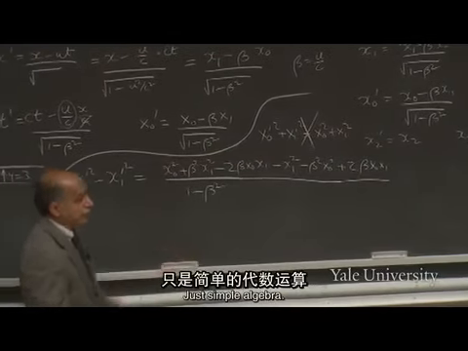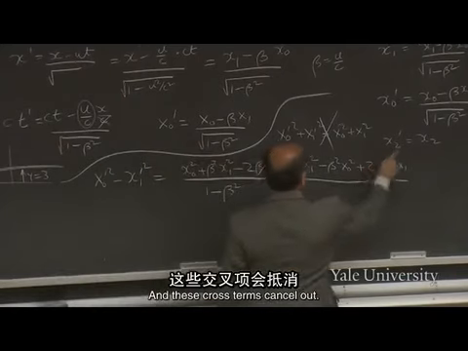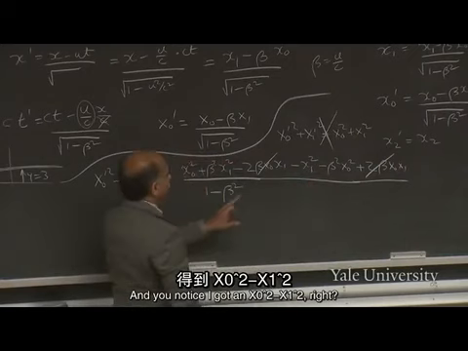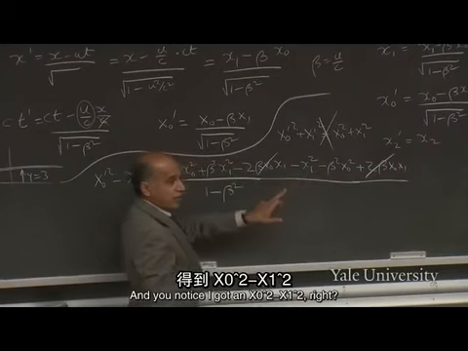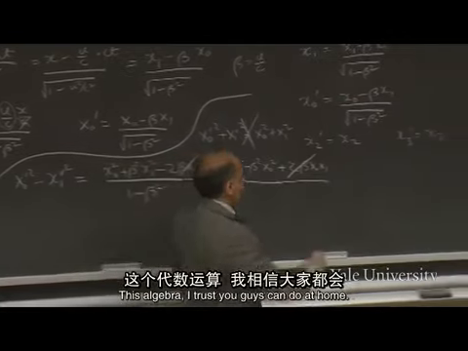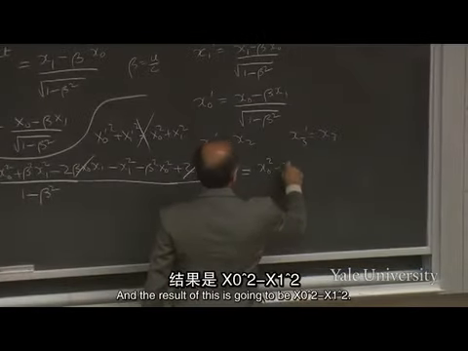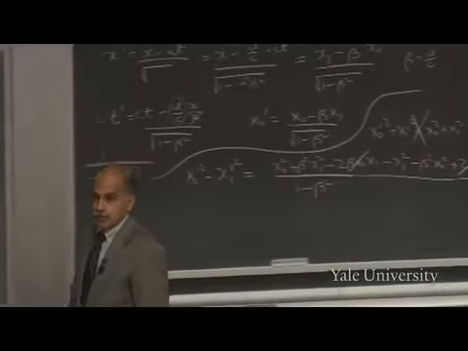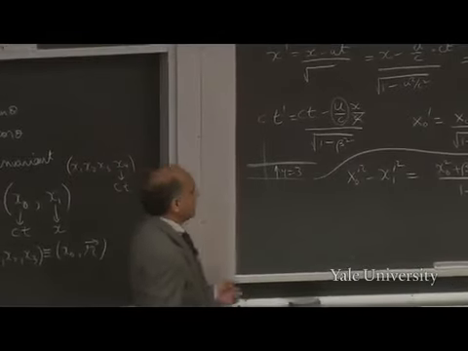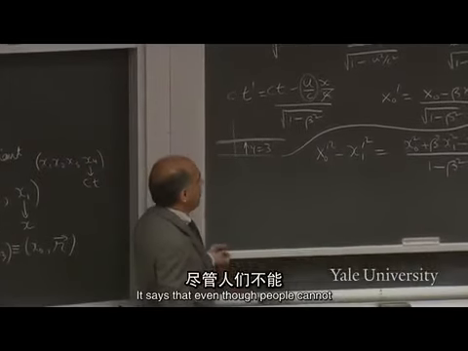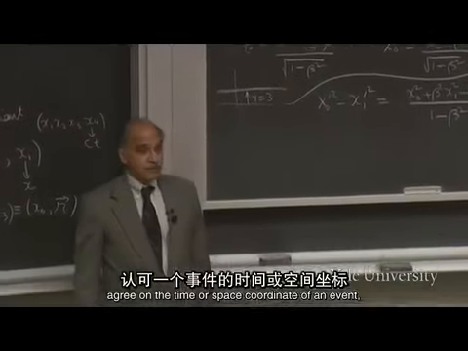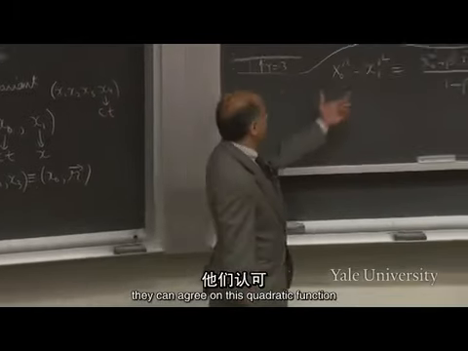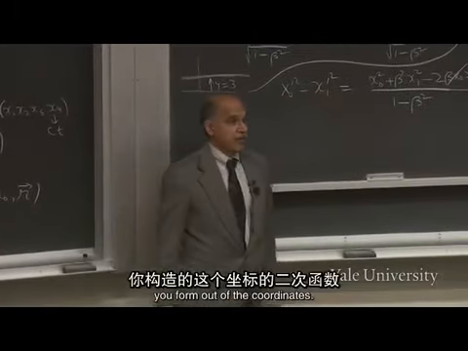This is just simple algebra. And these cross terms cancel out. And you notice I got an x naught squared times 1 minus beta squared minus x1 squared times 1 minus beta squared, right? This algebra I trust you guys can do at home. And the result is this is going to be x naught squared minus x1 squared. That's very nice. It says that even though people cannot agree on the time or space coordinate of an event, just like saying people cannot agree on what is x and what is y, they can agree on this quadratic function you form out of the coordinates.